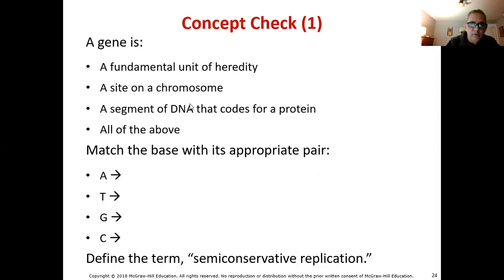So here, which of these matches? A binds to which molecule? T. And T binds to what? To A. What does G bind to? C. And C to G. Semi-conservative replication means one of the original strands is preserved and a new strand is made.